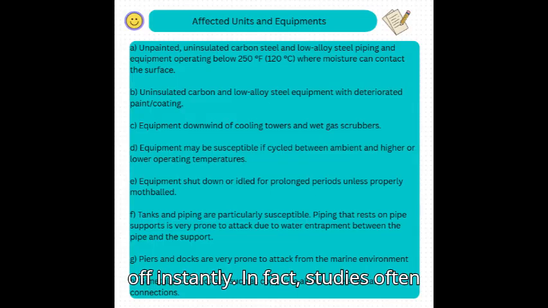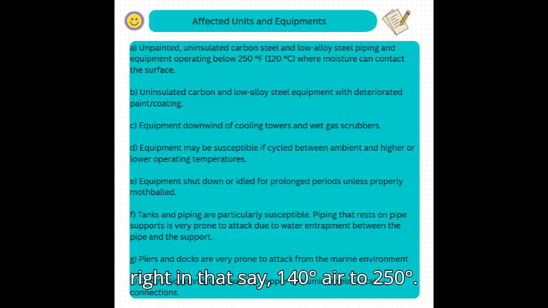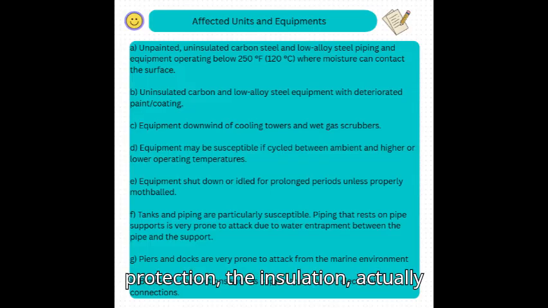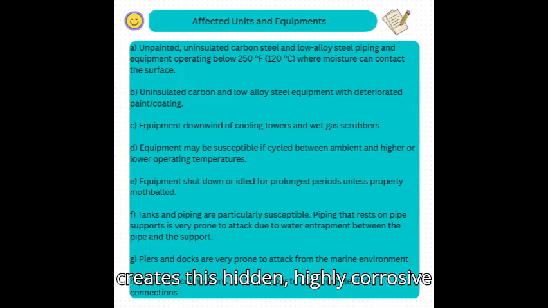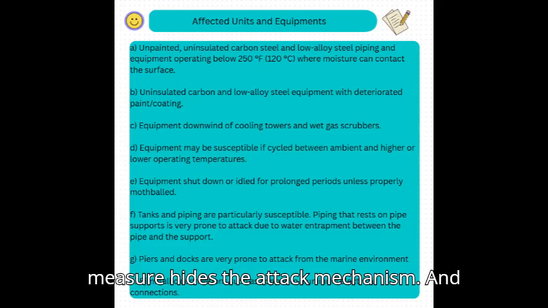In fact, studies often show the peak danger zone for CUI is right in that, say, 140 degrees to 250 degrees range. So the very thing you put on for protection, the insulation, actually creates this hidden, highly corrosive little microenvironment. Precisely. It's a classic hidden hazard. The protective measure hides the attack mechanism.